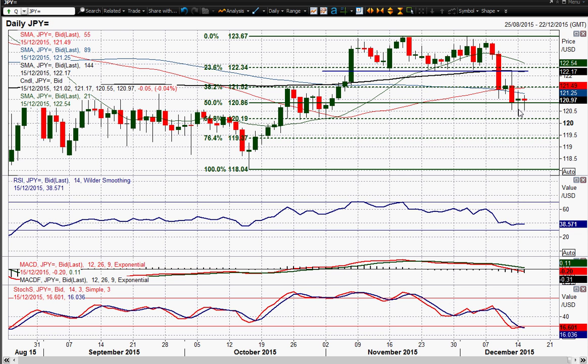A slightly neutral-ish sort of candle yesterday, although you'd still say that this chart is being dominated by these big bear candles that we've seen in recent days, but another slightly neutral candle. So it doesn't really look as though it's going to be going too much lower.